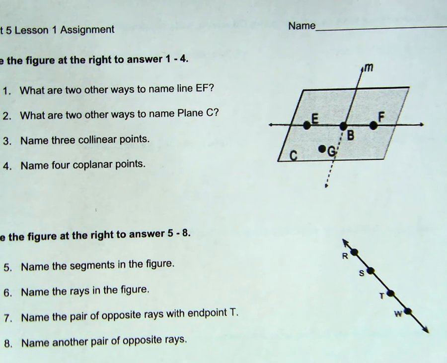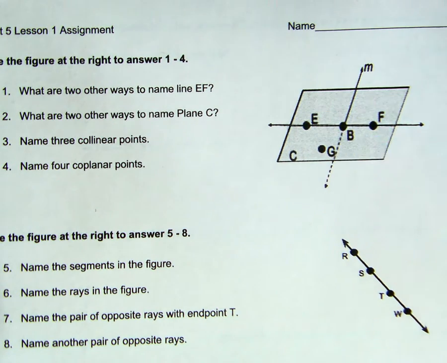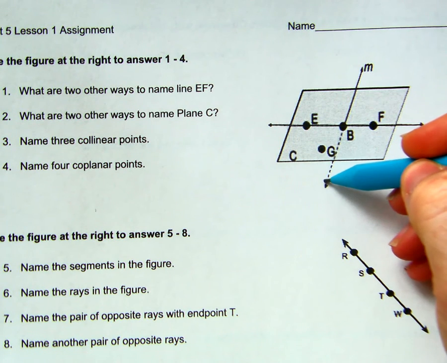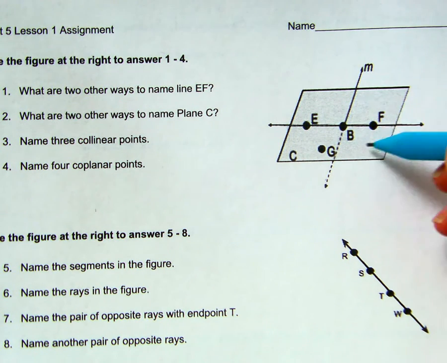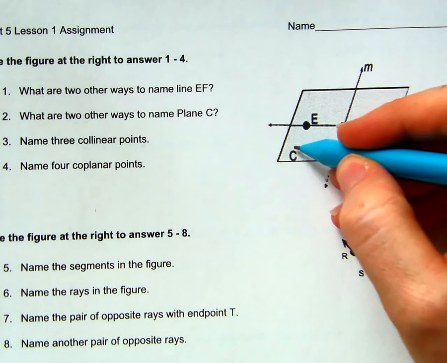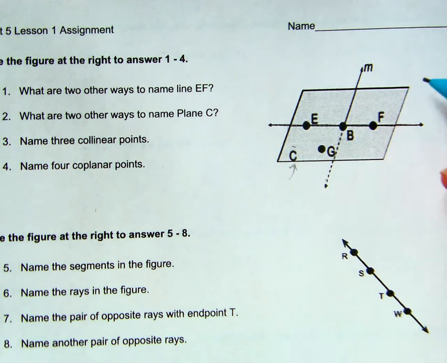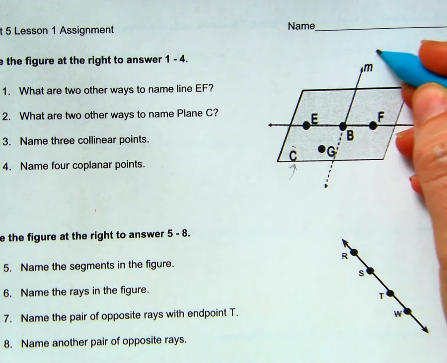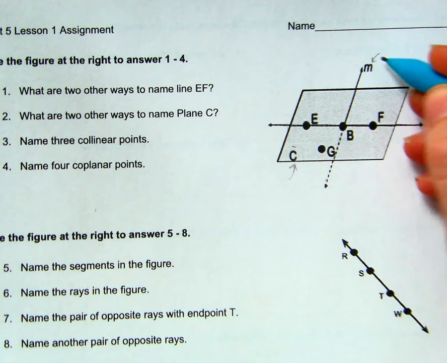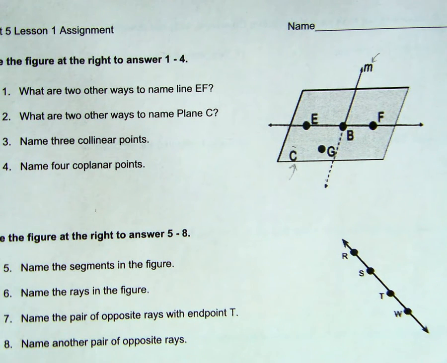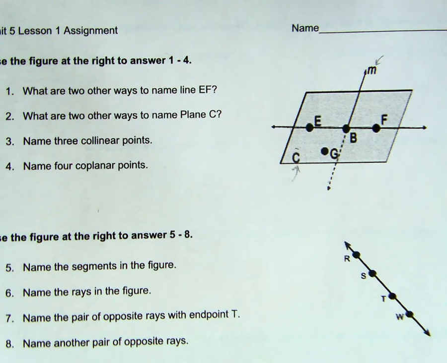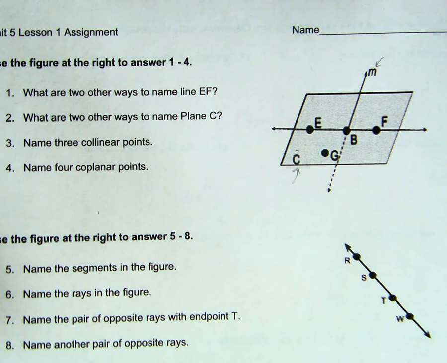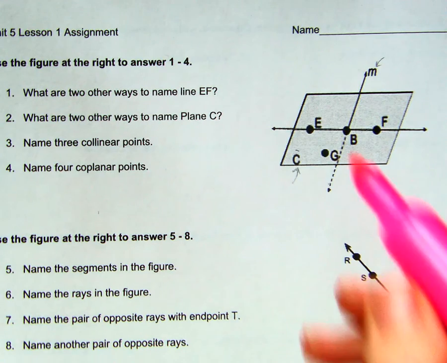And our first figure here is comprised of a plane with a line laying across it and a line going through it. 4 points on the line, 4 points on the plane. The name of the plane is C, and the name of the line going through the plane is M. Okay? So the first question says, what are two other ways to name the line EF? So this is the line EF.